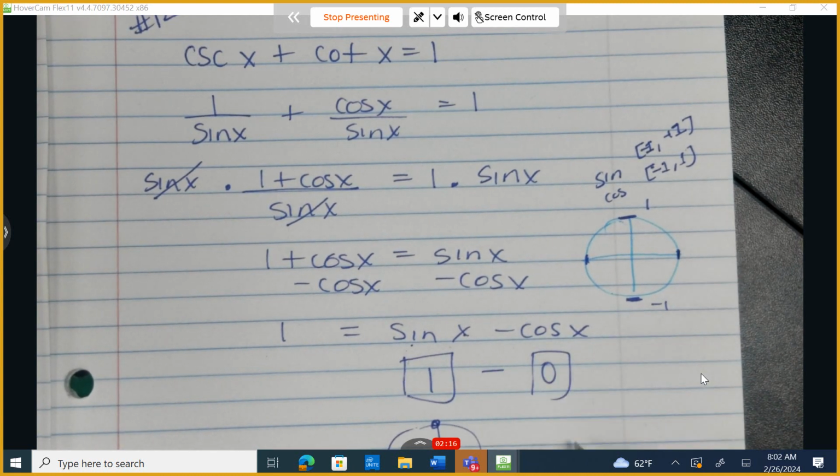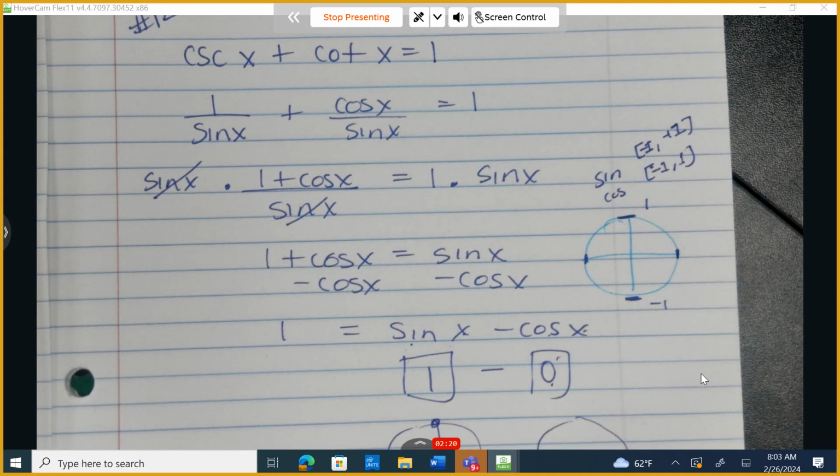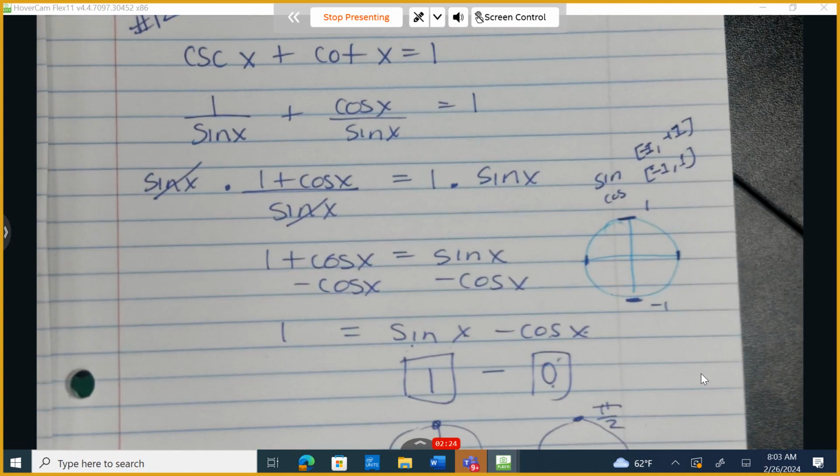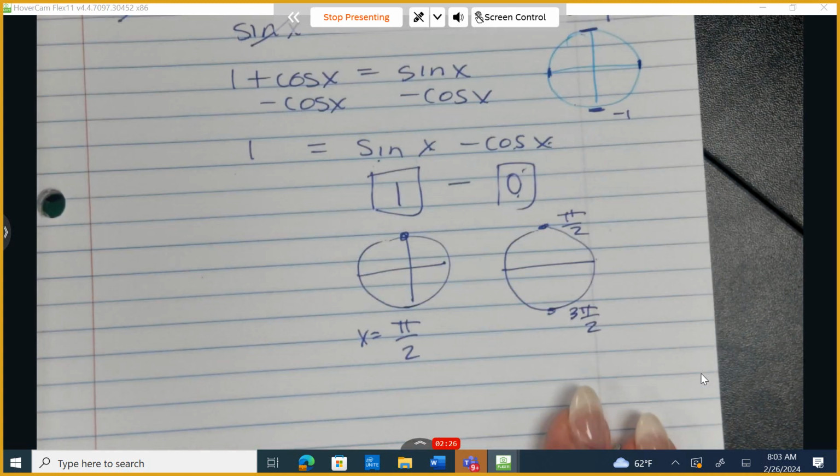Now, where is cosine equal to 0? Cosine is equal to 0 both at pi over 2 and also at 3 pi over 2.